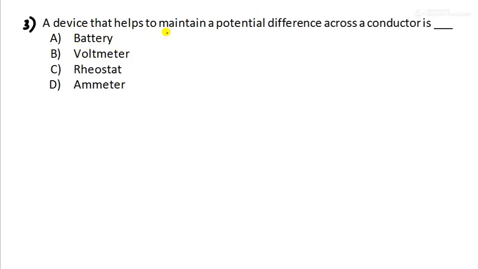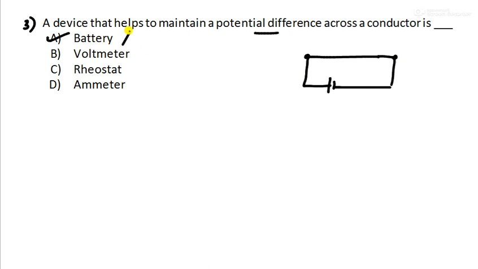Okay, moving to the next question. A device that helps to maintain a potential difference across a conductor is dash. So if this is the conductor, to maintain a potential difference across it, for example, from here to here we need to maintain voltage. So what is going to be used there? Is it voltmeter, rheostat, ammeter, or battery? So the answer is battery.